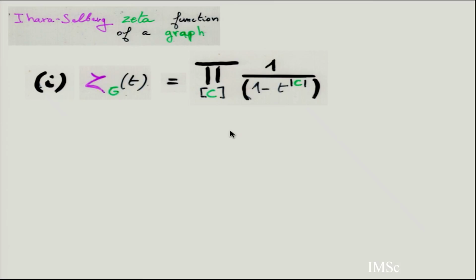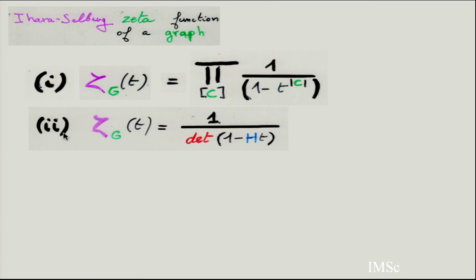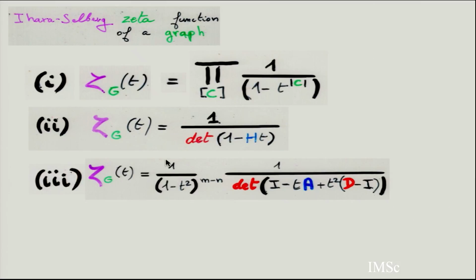So there is a second definition. There is some formula which is due to Bass. That second definition can also be written as the inverse of the determinant of 1 minus Ht. We will define what the matrix H is. And the third equality can be defined also as this rational fraction multiplied by this beautiful determinant. I will define M, N, A, and D. This is Bass's formula.